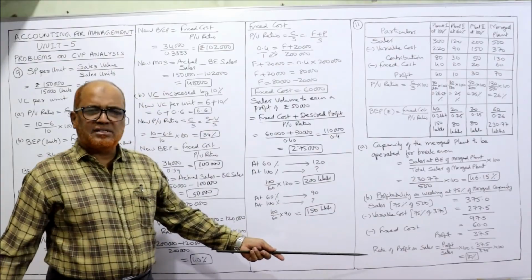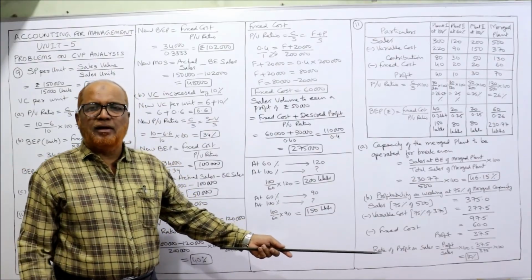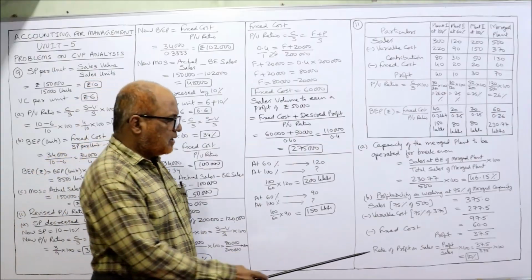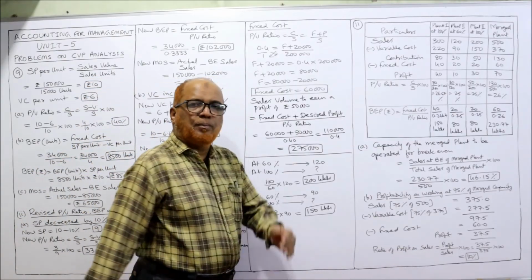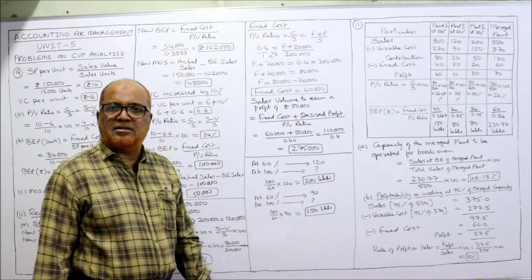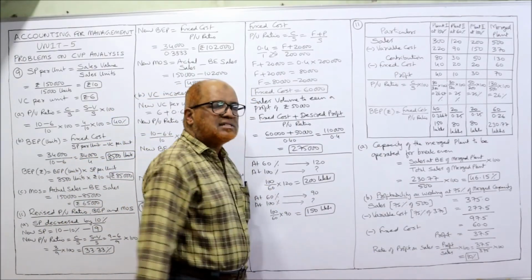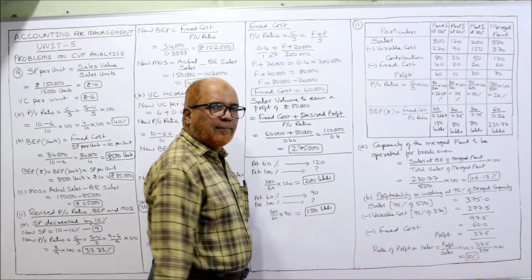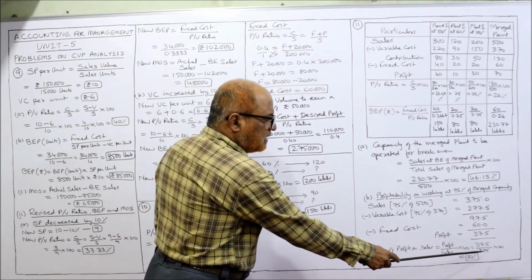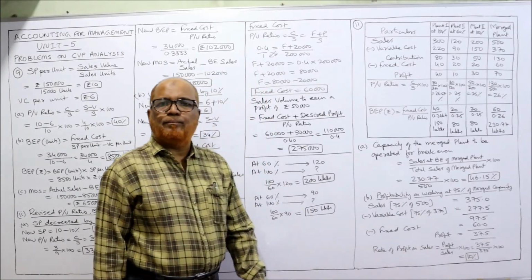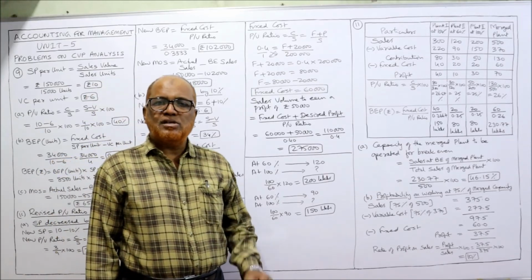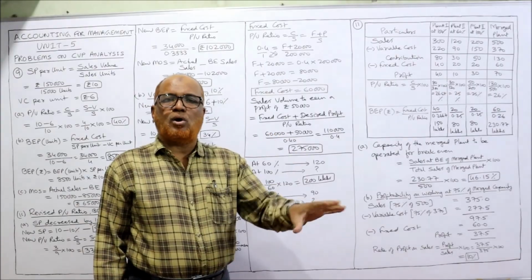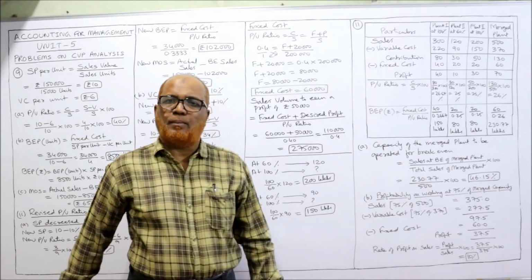Now rate of profit. Simply if you calculate profit, that is over. But if we want to find out the rate of profit on sales, the rate of profit on sales is equal to profit by sales into 100. What is the profit? 37.5 lakh. What is the sales? 375 lakh. So 37.5 divided by 375 into 100, 10%. That means the profit is 10% of sales if the company is operating at 75% capacity.